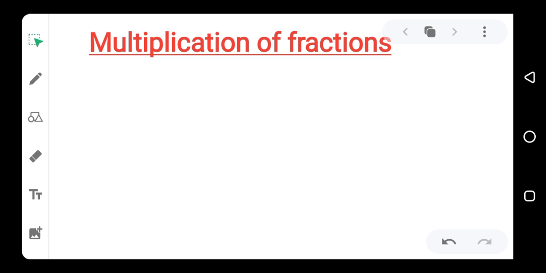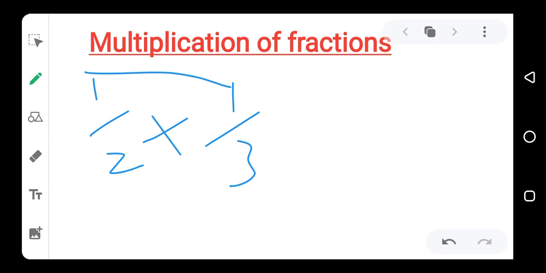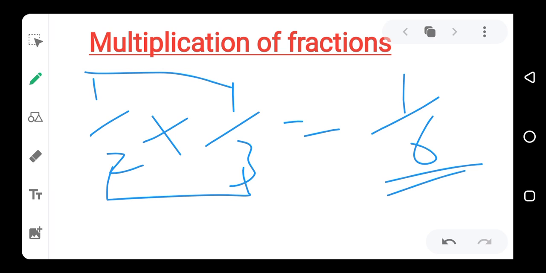For instance, if you have 1 over 2 multiplied by 1 over 3. The ones on top are these 1 and 1, and the ones below are 2 and 3. So we multiply the ones on top together, which is 1 times 1, which is 1. And the ones below are 2 times 3, which is 6. So this is the answer.